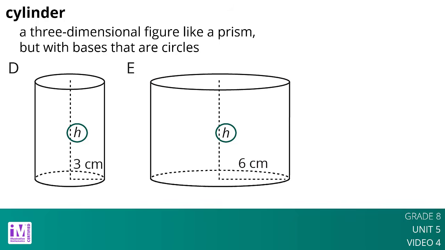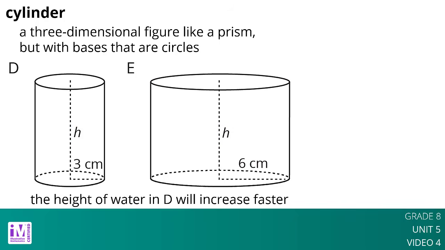Cylinders D and E have the same height, h, but D has a radius of 3 centimeters and E has a radius of 6 centimeters. If we pour water into both cylinders at the same rate, the height of water in D will increase faster than the height of water in E due to its smaller radius.